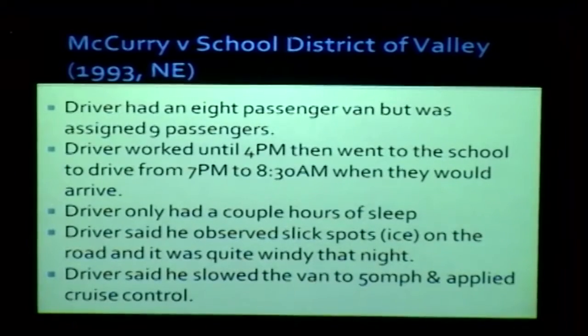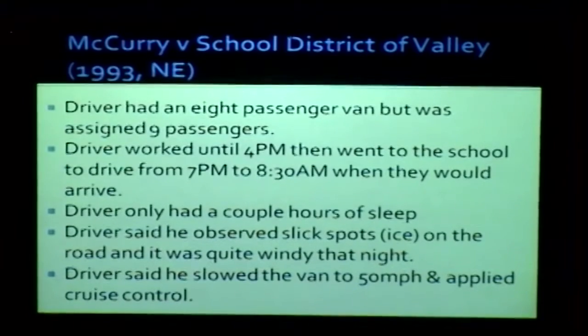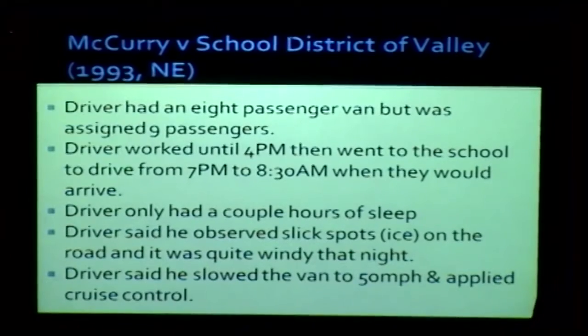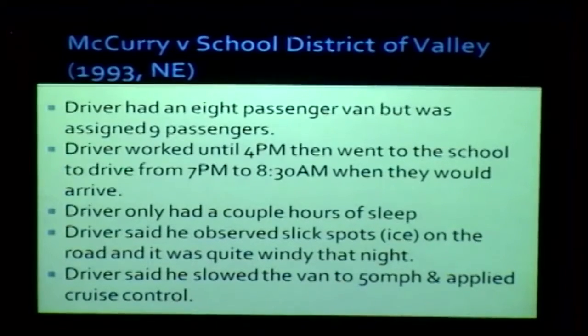The driver had an 8-passenger van, but he was actually assigned 9 passengers. So he obviously overloaded that vehicle. And he actually had no say, aside from his daughter, in who would be riding with him on the trip. That's important. We'll come back to that later.